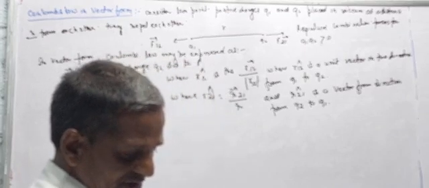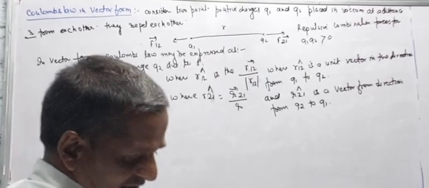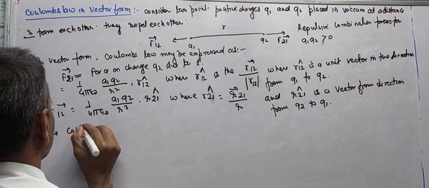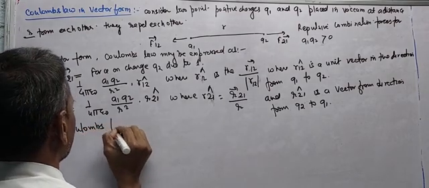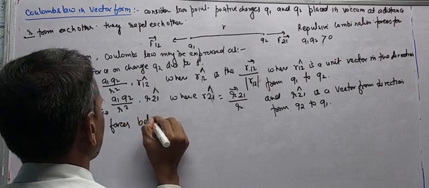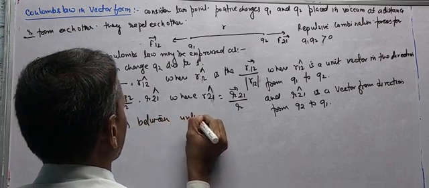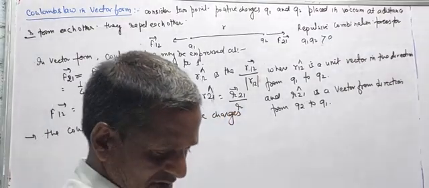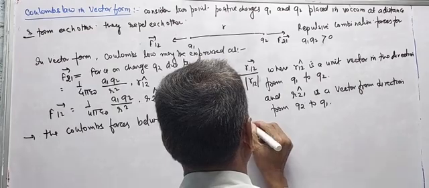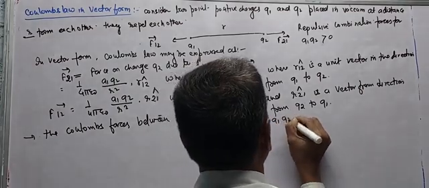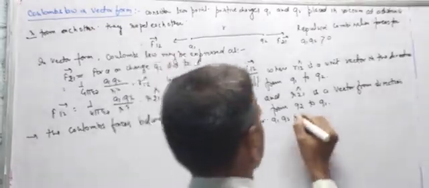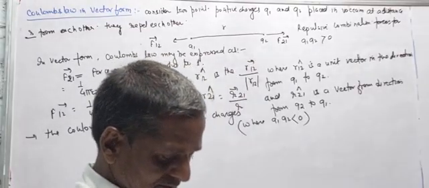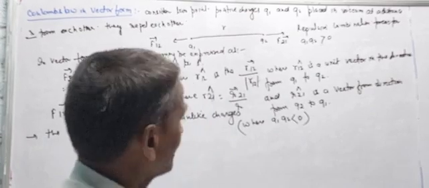The Coulomb's forces between unlike charges, where Q1 into Q2 is less than 0, are attractive.